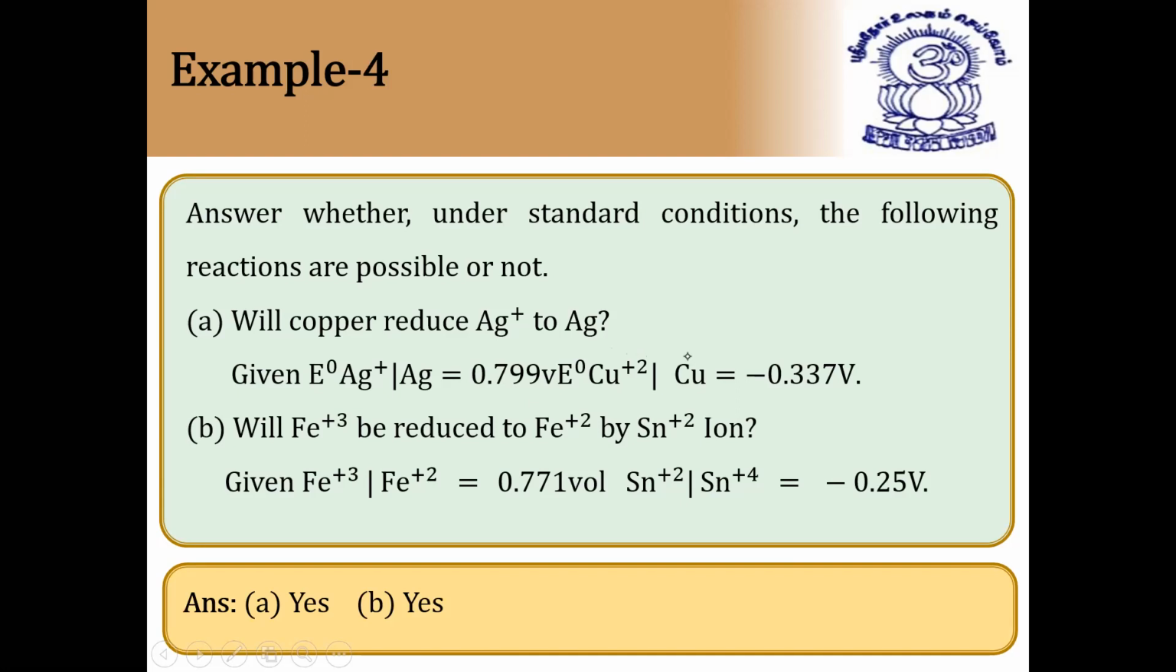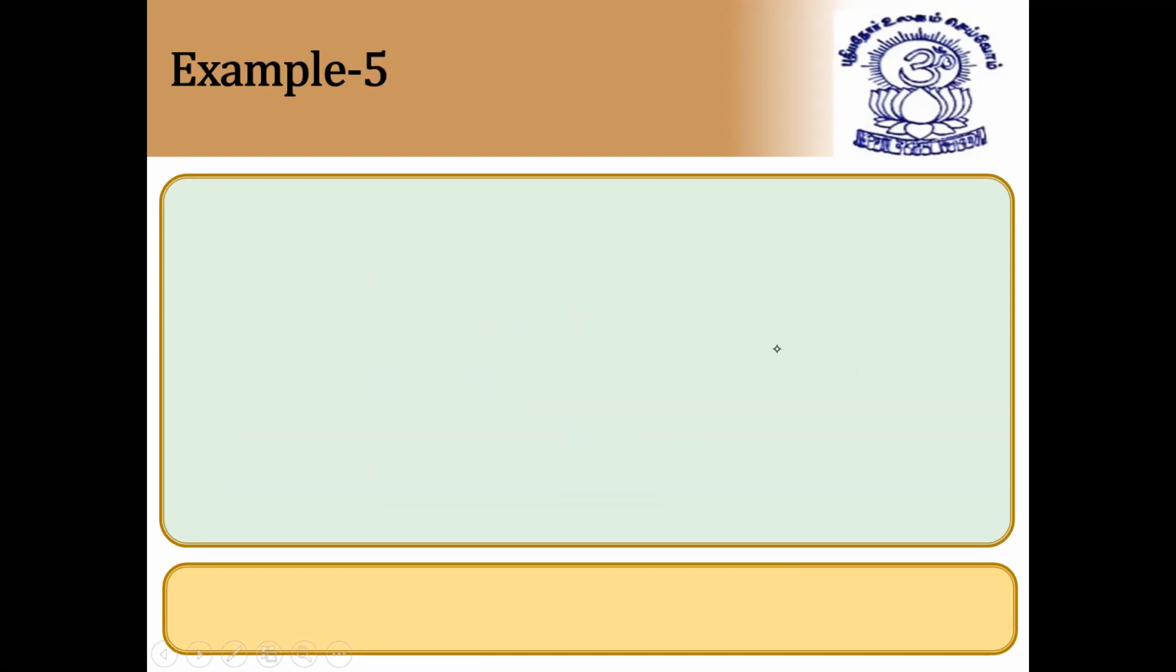And will Fe plus 3 be reduced to Fe plus 2 by Sn plus 2 ion? So they have given Fe plus 3 to Fe plus 2 is 0.77 volts and Sn plus 2 to Sn plus 4 is negative. So tin can displace Fe plus 3, because it is having a negative reduction potential value. So always negative reduction potential value can reduce the species which have positive reduction potential value. Next question.